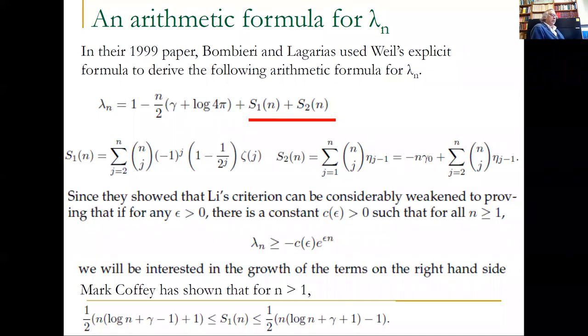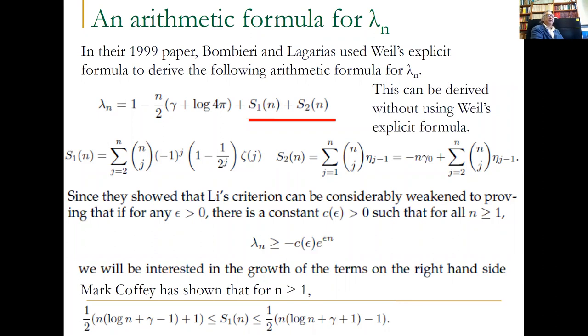And he proved this remarkable formula that S1 of n is asymptotic to 1 half n log n plus all these very nice terms. So I told you to show O of n log n is first-year calculus, but if you do a little bit more careful analysis, you can actually get this asymptotic formula. So in other words, if we're trying to show lambda_n are bigger than minus e^(epsilon n), exponential growth but negative, you may as well ignore the first three terms and focus your attention on S2. And S2 contains only the Stieltjes constants. Now I told you this can be derived without using Weil's explicit formula.